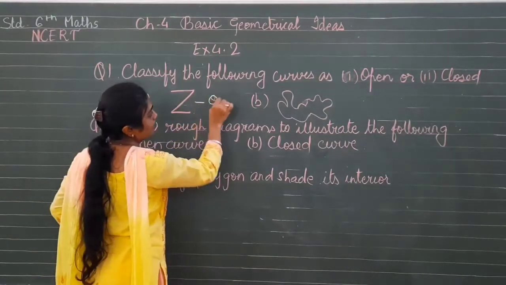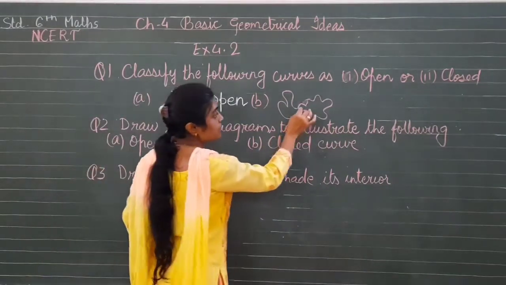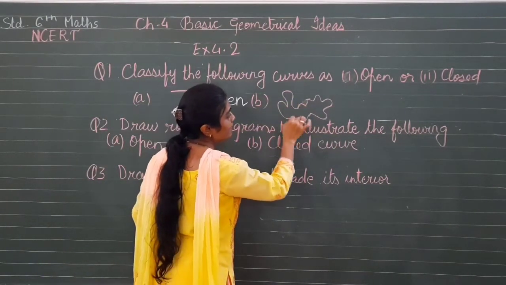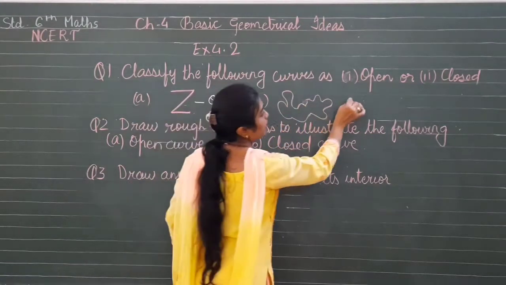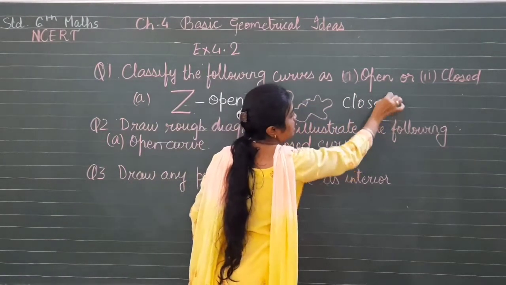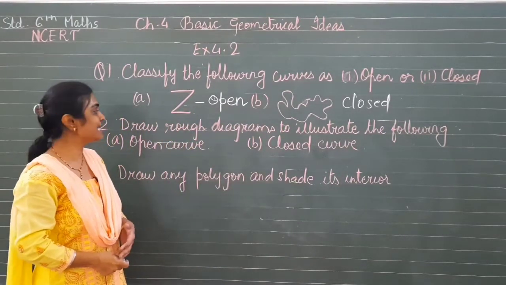Now looking at this figure, you have started from here and you have ended over here. So this will be your open curve. Now this curve, suppose you are starting from here, you are making a curve and you are ending over here. So this type of curve is closed. Rest of the figures you can do by yourself.